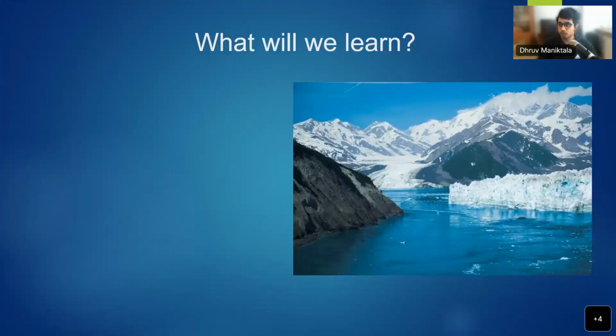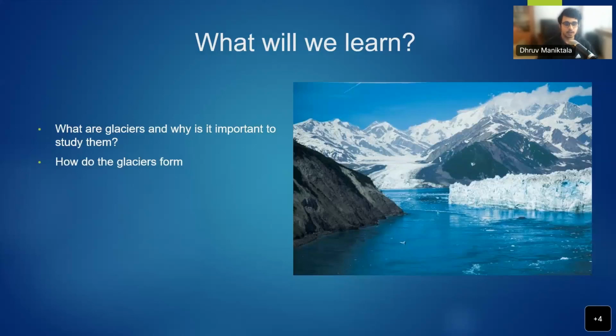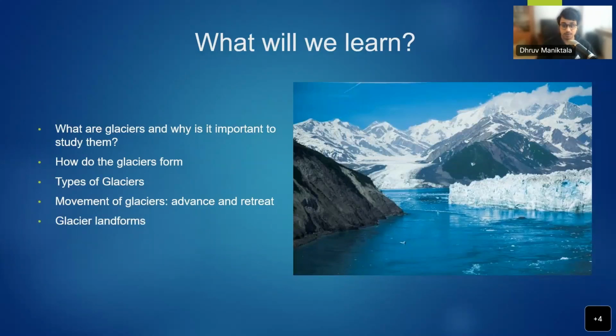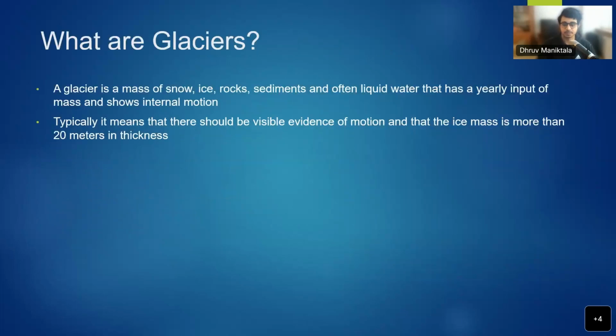So what will we learn in this presentation? Here is a list of things. The first one is, what are glaciers and why is it important to study them? How do glaciers form? What are the different types of glaciers? How do glaciers move? What kind of movements do glaciers show? Do they advance? Do they retreat? And the glacial landforms.